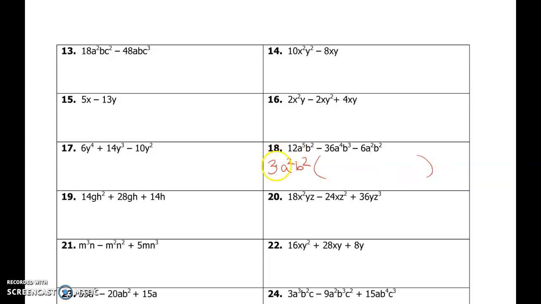Just divide. 12 divided by 3 is 4. A to the 5th divided by a squared is a to the 3rd. B squareds cancel. 36 divided by 3 is 12. A squared b. And 6 divided by 3 is 2. A squared, b squared, and that's it.